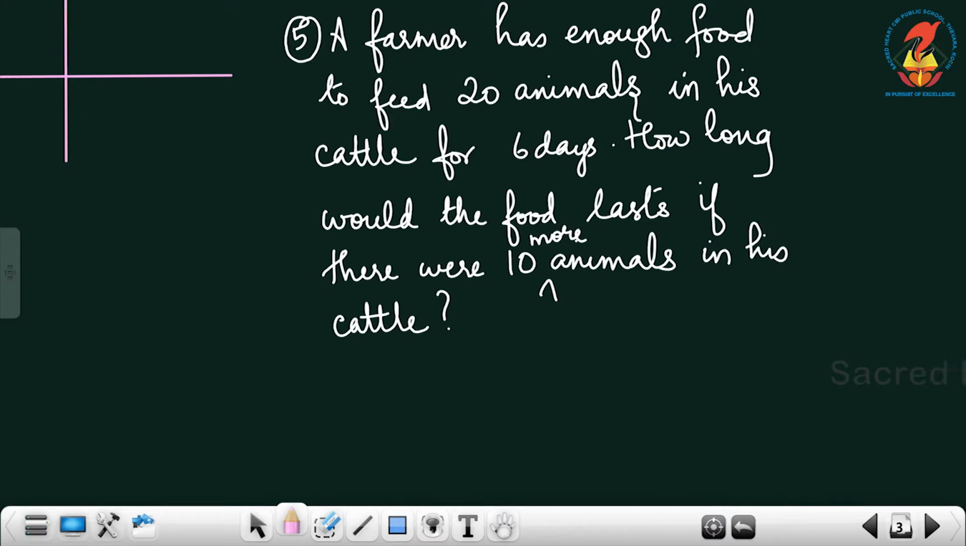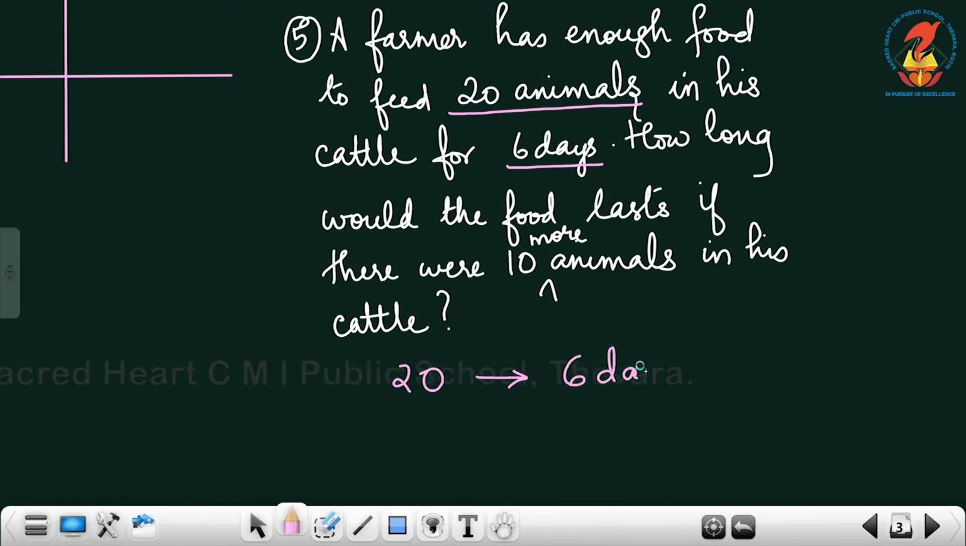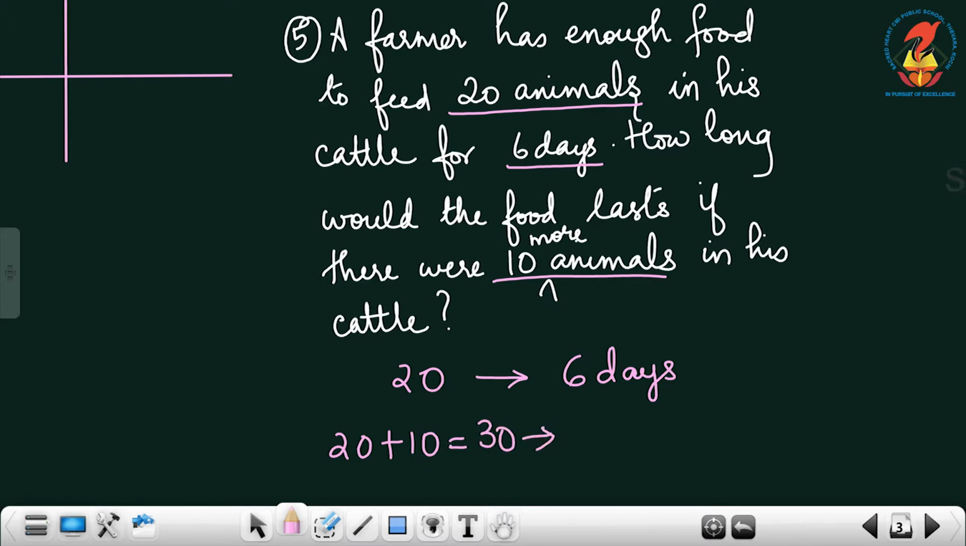Next question. A farmer has enough food to feed 20 animals in his cattle for 6 days. There are 20 animals. The food for 20 animals lasts 6 days. How long would the food last if there were 10 more animals in his cattle? 10 more means there were initially 20, 10 more means 30. If there were 30 animals, for how many days will the food last?